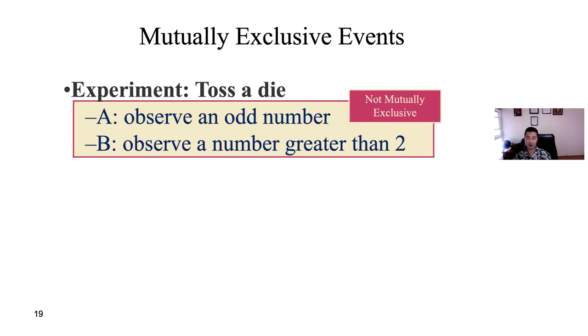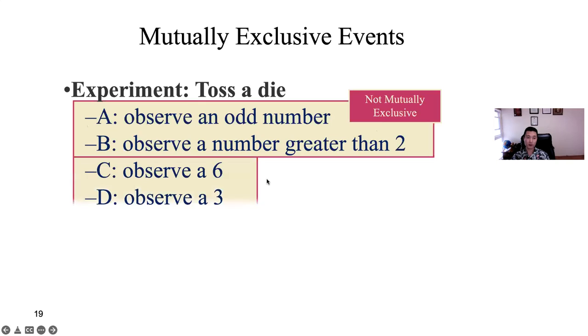So if we get a 3, 3 is an odd number, so event A occurs. 3 is also greater than 2, so event B also occurs. And so does 5. 5 is an odd number, 5 is also greater than 2, so they are not mutually exclusive. Event C, we get number 6. Event D, we get number 3. These two events are, of course, mutually exclusive. The upper face is 6, so it cannot be 3, and vice versa.